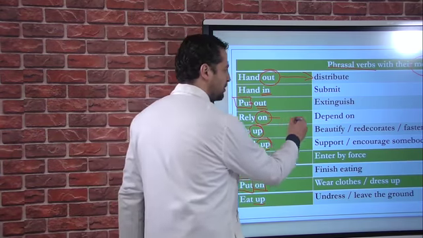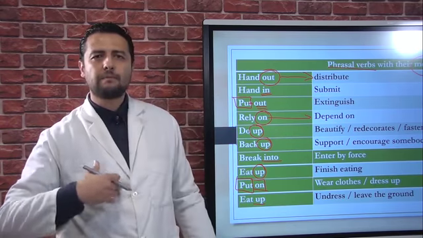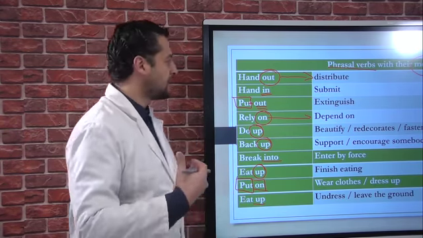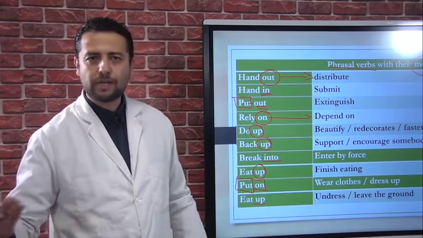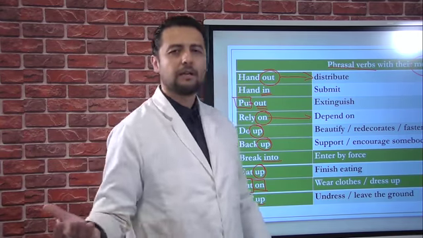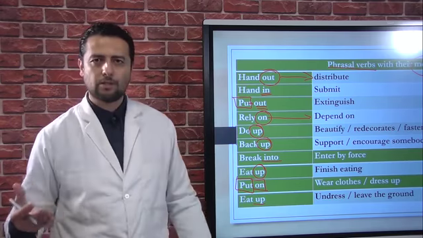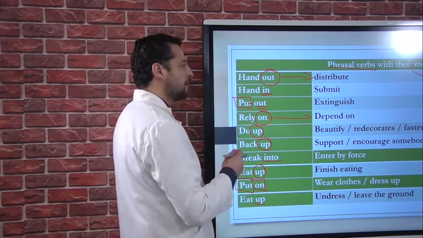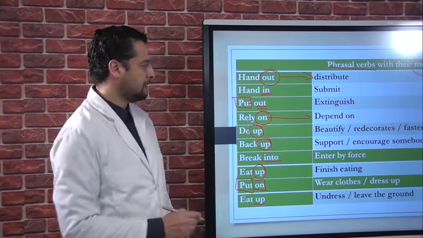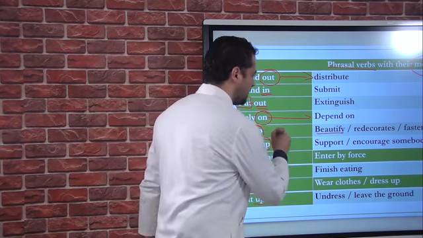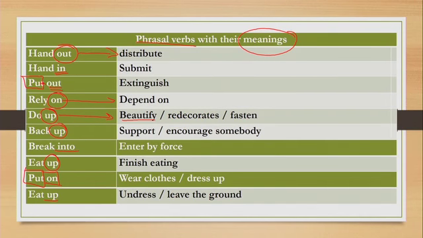We have here "rely on", which means to depend on someone. For example, when I have my close friend or my best friend, I can rely on him or on her, because whenever I need his or her help, she's always there or he's always there to help me. So I use the verb "rely on". "Do up" means to beautify, to make things beautiful or to redecorate. For example, I'd like to do up my house, which means to make it more beautiful, more enjoyable and better for me to live in, right?